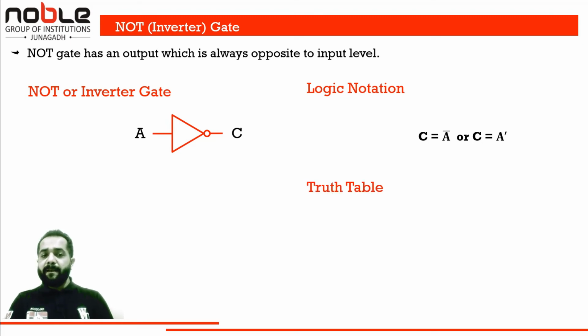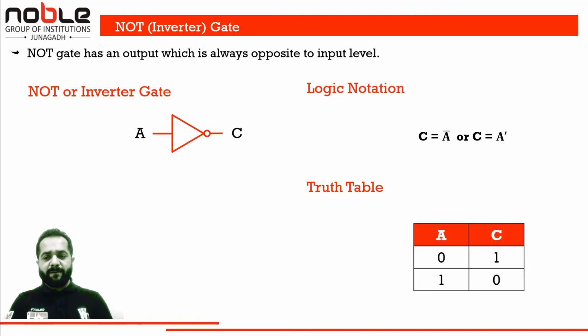Truth table. There is only one input, so there are two possibilities. Either A is equal to 0 or A is equal to 1. So the output C is equal to 1 or 0. It is totally the inverse of the input.